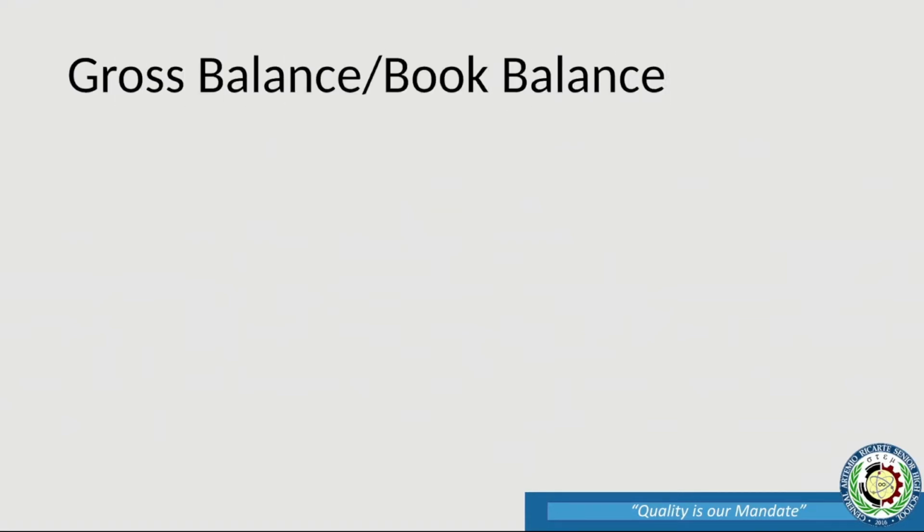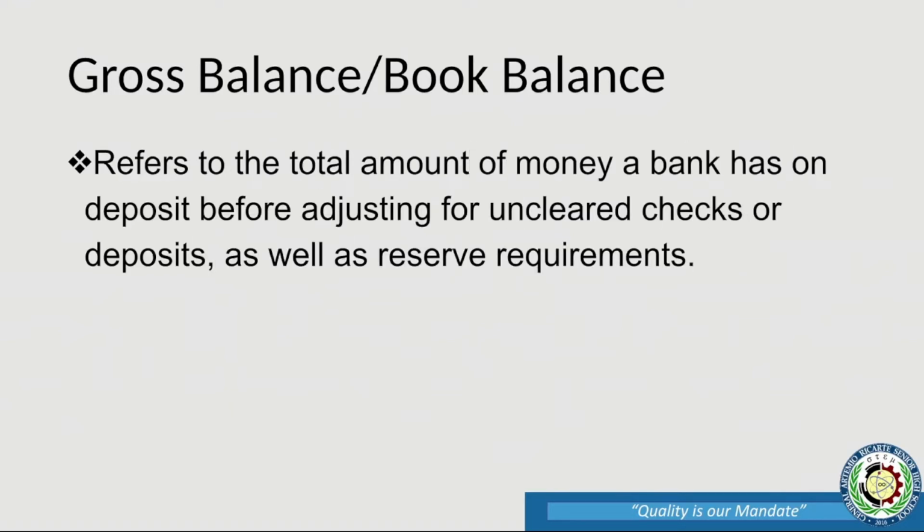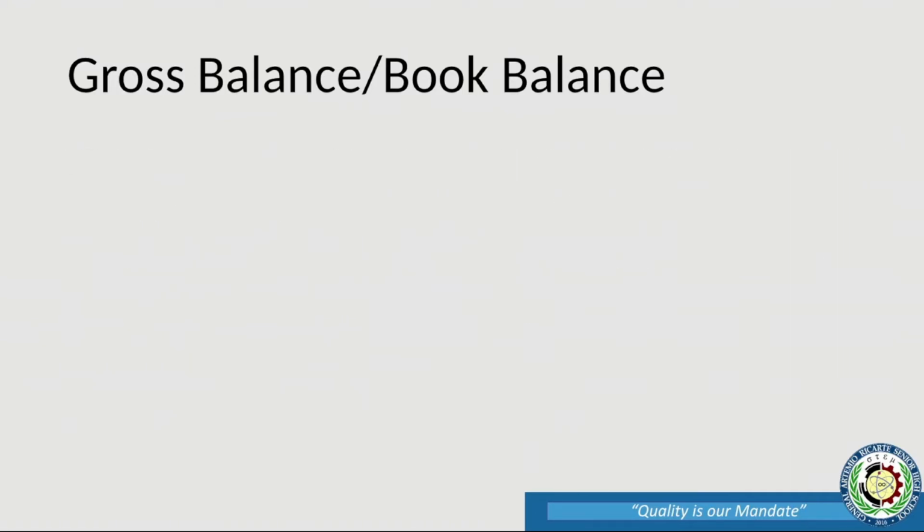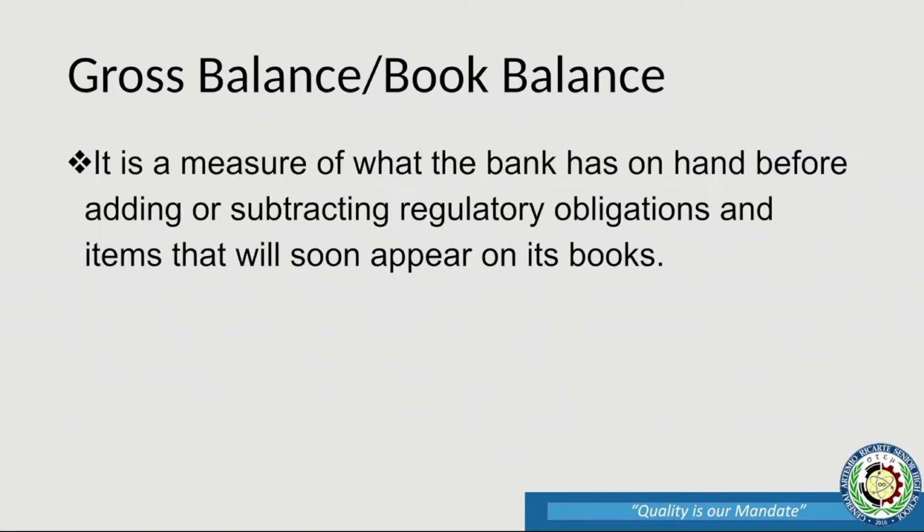So let's move on to the gross balance or the book balance. It refers to the total amount of money a bank has on deposit before adjusting for uncleared checks or deposits, as well as reserve requirements. It is the account balance in the company's accounting record. Book balance is the measure of what the bank has on hand before adding or subtracting regulatory obligations and items that will soon appear on its books.